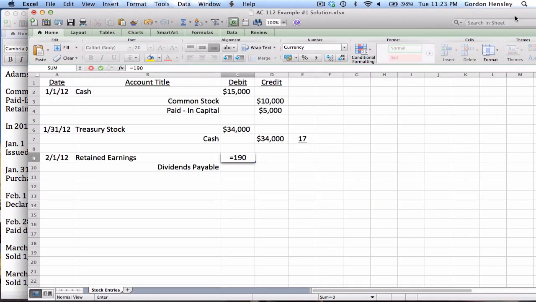So 19,000 shares times 50 cents. This is going to cost $9,500. So you see how I had to sort of figure out there how many actual shares are out there. Remember, I don't want to pay a dividend to myself. I don't want to pay dividends on the treasury shares, just the shares that are owned by individuals.